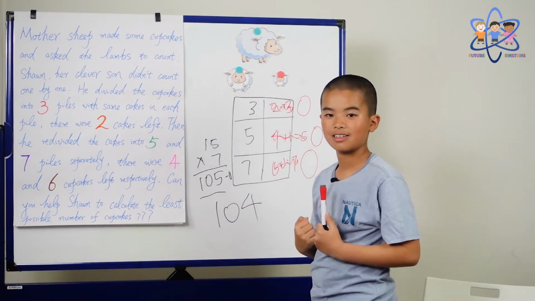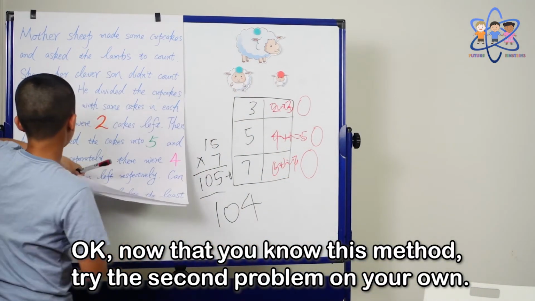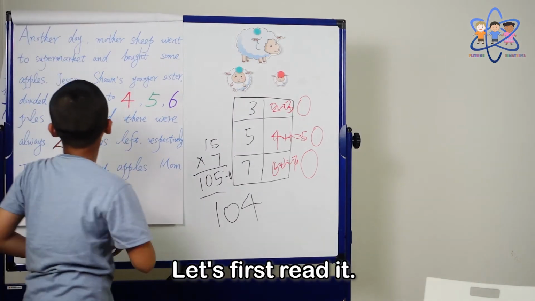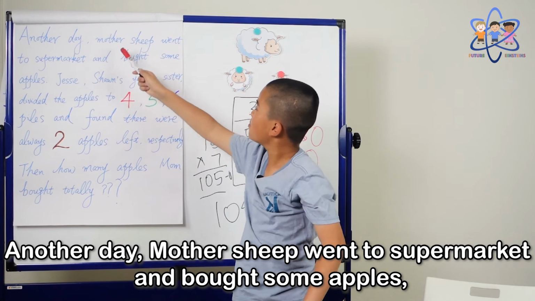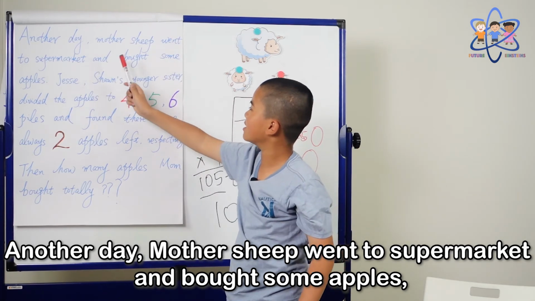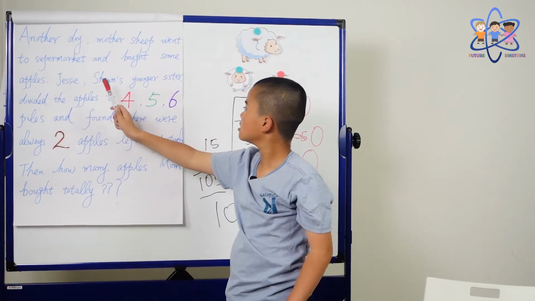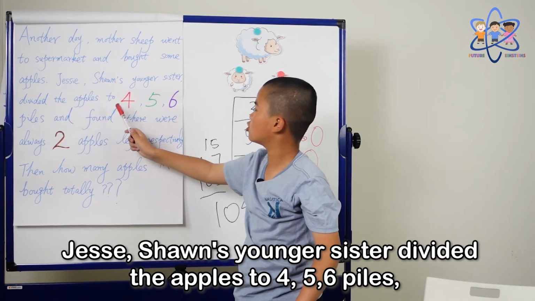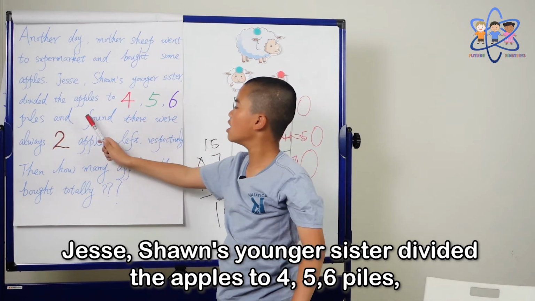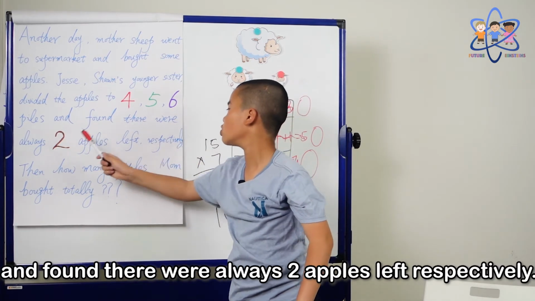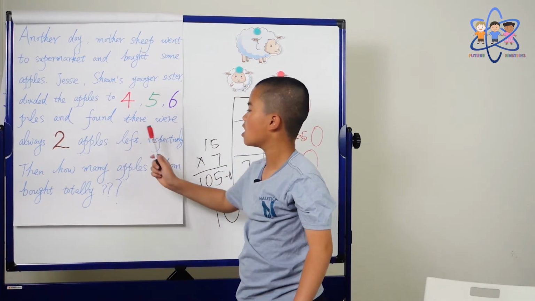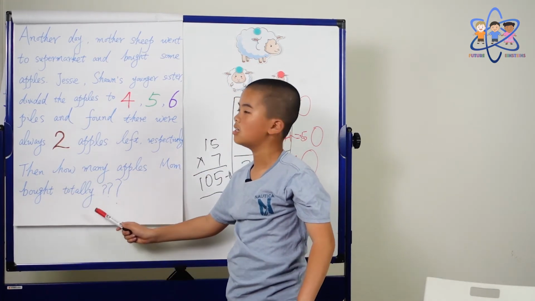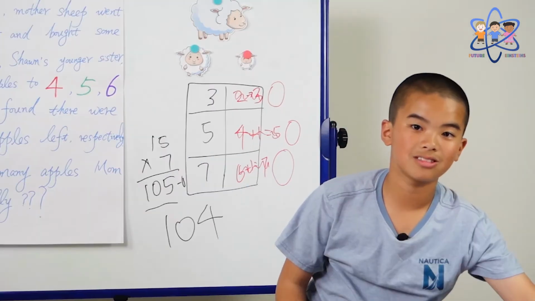Yeah, we did it. Okay, now that you know this method, try the second problem on your own. Let's first read it. Another day, Mother Sheep went to the supermarket and bought some apples. Jessie, Sean's younger sister, divided the apples into 4, 5, 6 piles and found there were always 2 apples left respectively. Then how many apples did Mom buy in total? Okay, try this on your own.